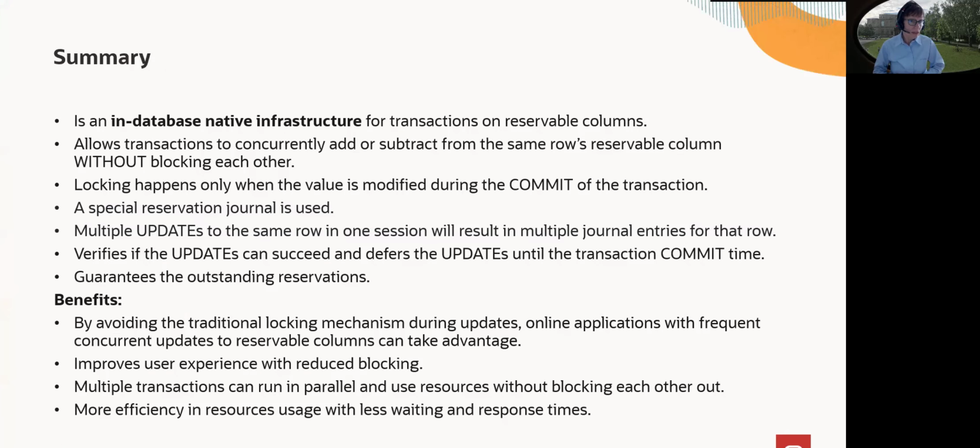As a summary, it's an in-database native infrastructure. It allows transactions to concurrently add and subtract values from a row without blocking each other. Locking happens only during commit time, not before, as we saw in the second transaction. A special reservation journal is used. Multiple updates lead to multiple inserts in this journal table. The verifying of the updates happens during the update and at transaction commit time, and it guarantees the outstanding reservation.